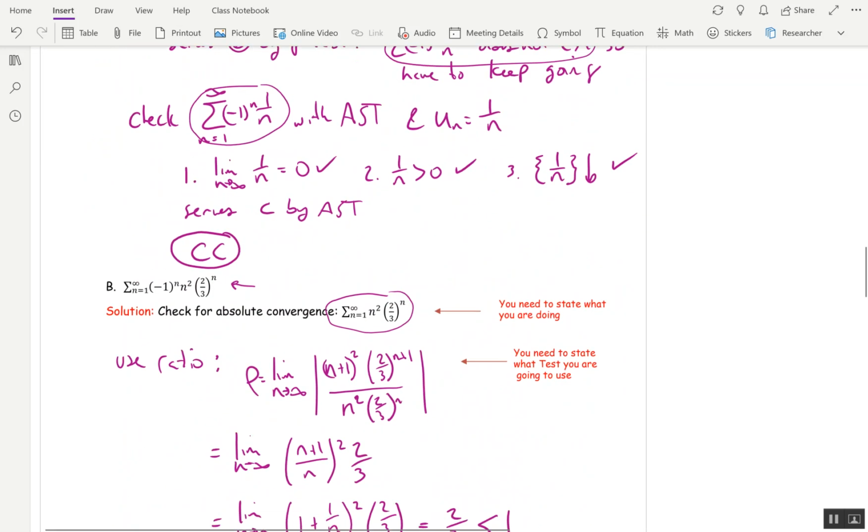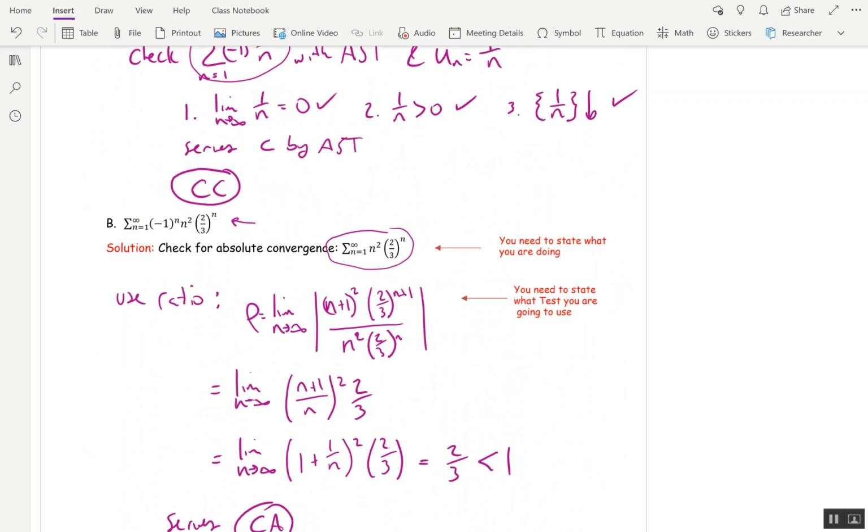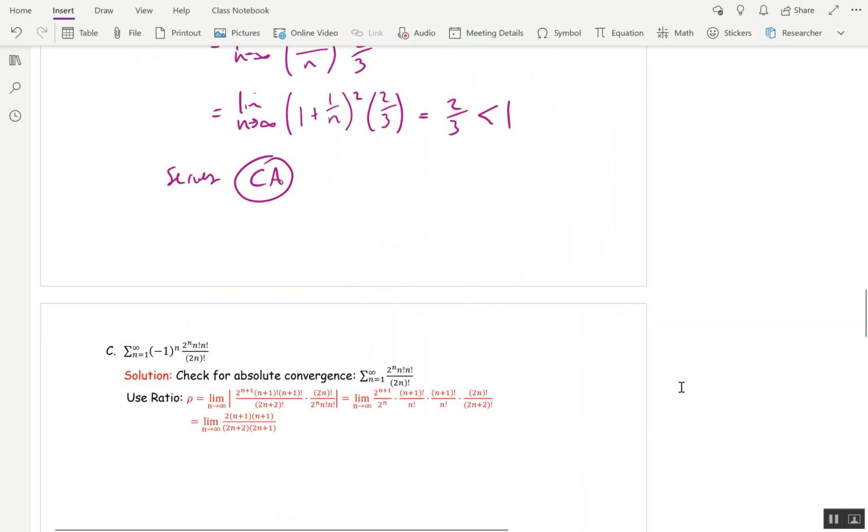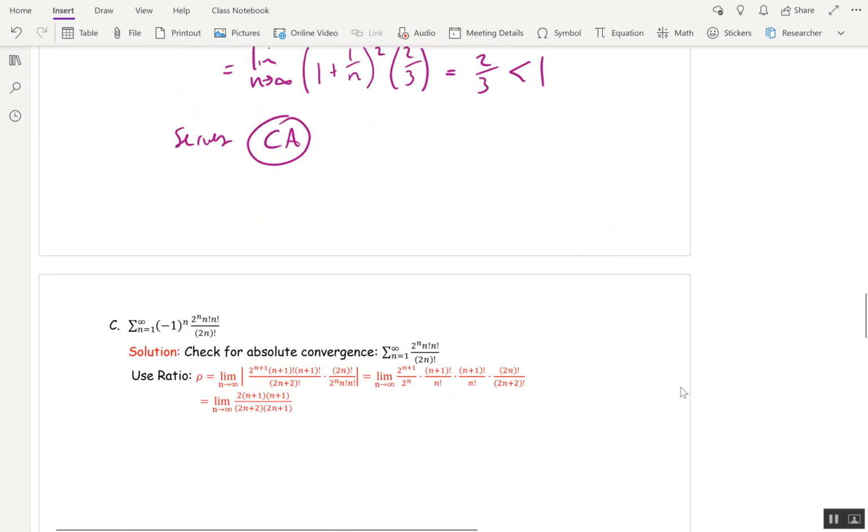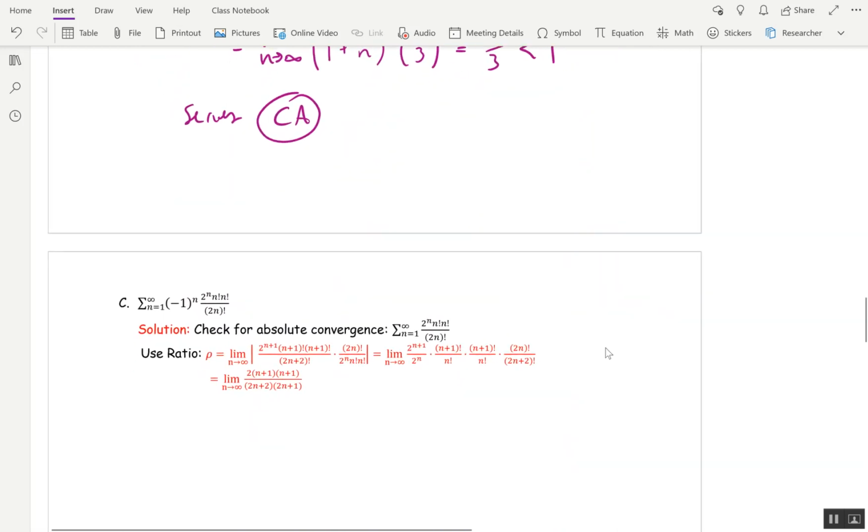Okay, the next one also converges absolutely, but I wanted to do it with you so that you could take a look at the factorial cancellation. So step 1, check for absolute convergence. Get rid of the (-1)^n and just check that series. I decided to use the ratio test because whenever you see factorials, you want to use ratio.